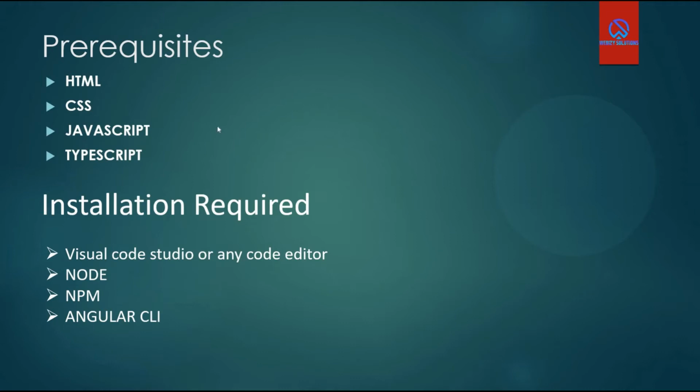So before working on Angular, you need some of the installation requirements. There are some of the platforms like Visual Code, Node, NPM, Angular CLI, which are going to be the building blocks of Angular. You can see on the screen right now Visual Studio Code or any other code editor as per your wish, then Node installation, NPM installation, Angular CLI installation. We will be learning how to install all these things one by one.